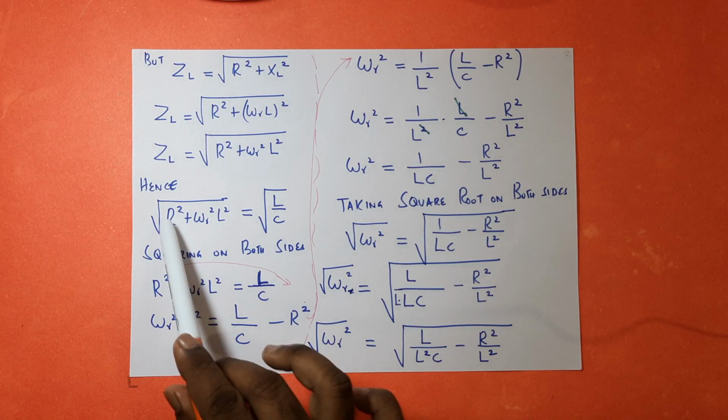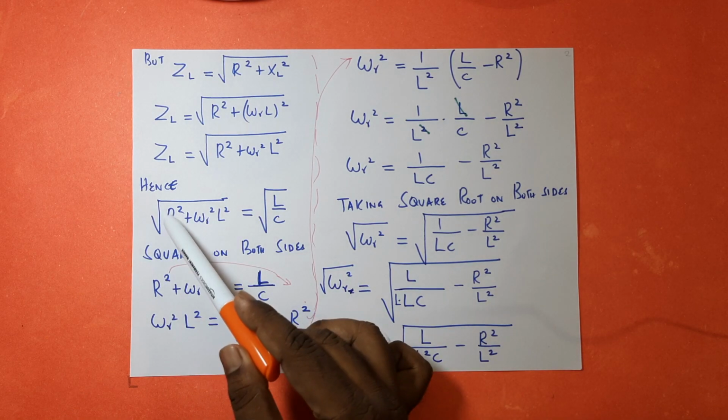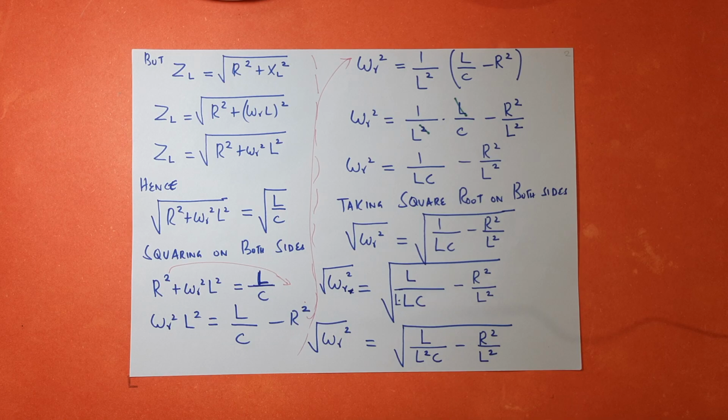Now you square on both sides. So when you square on both sides, the square root will disappear. So you can write R square plus omega square L square equals L by C. So this R square you take to the right hand side. Omega square L square equals L by C minus R square. So next, omega square equals, take L square to the other side, 1 by L square multiplied by L by C minus R square.